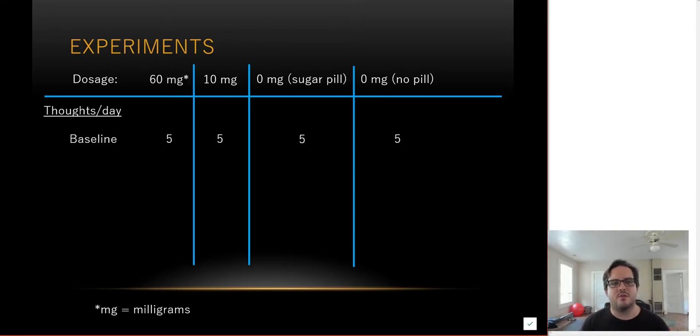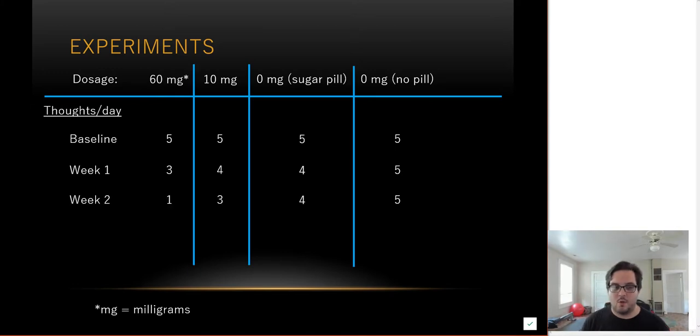Then what we might do is we ask them to continue to record these self-defeating thoughts per day for a week. We then average the number of thoughts per day that they have across that entire week. As we record this data, we see that the people in this group average about 3 self-defeating thoughts per day. The people in the 10 milligram group average about 4 self-defeating thoughts per day. 0, 4, and the other 0, 5.